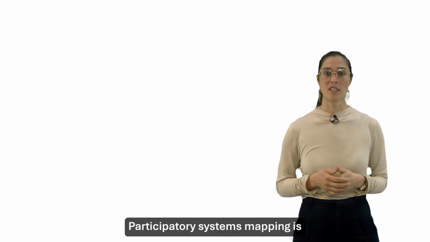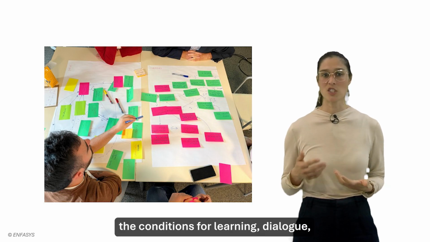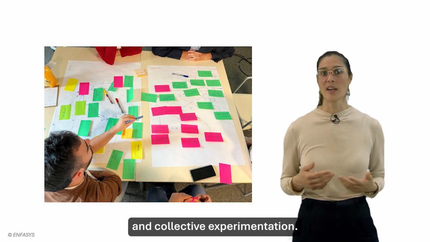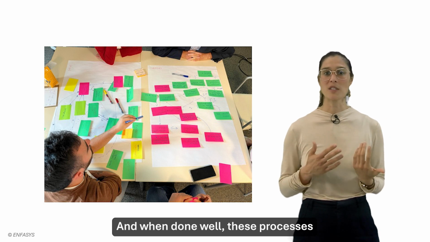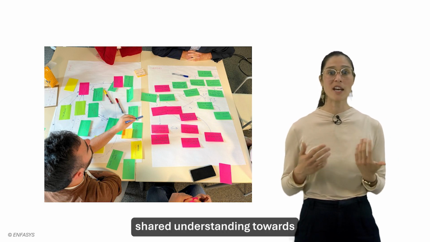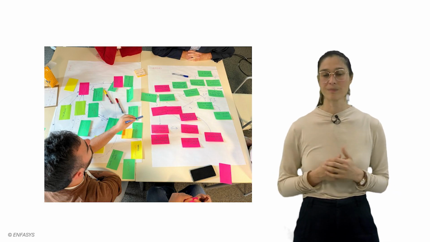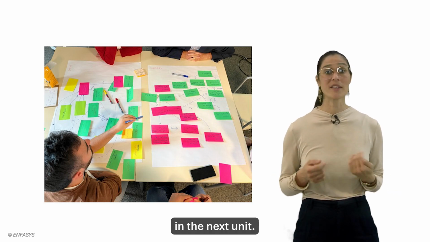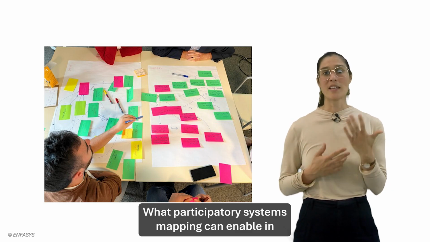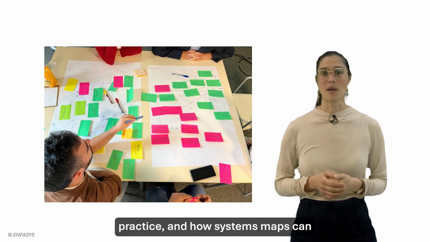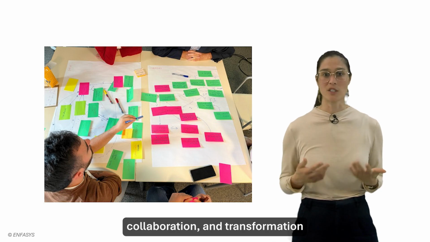Participatory systems mapping is therefore not only about producing a map. It is about creating the conditions for learning, dialogue, and collective experimentation. And when done well, these processes can help actors move from shared understanding towards coordinated strategies for change. That is exactly what we will explore in the next unit: what participatory systems mapping can enable in practice, and how systems maps can support experimentation, collaboration, and transformation across scales.